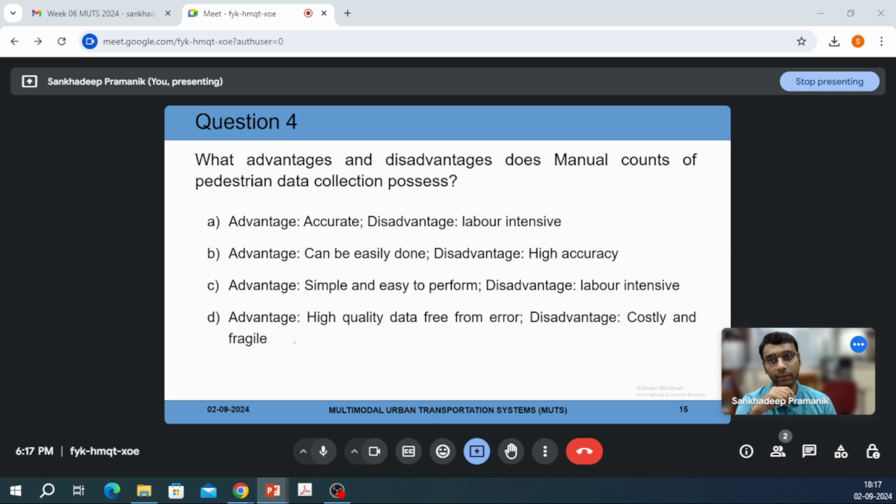Next, what advantages and disadvantages does manual counts of pedestrian data collection possess? Option A: advantage is accurate, disadvantage is labor intensive. Option B is advantages can be easily done, disadvantage high accuracy. Option C is advantage is simple and easy to perform, but disadvantage is labor intensive. And fourth one is high quality data free from error, and disadvantage is costly and fragile. So these are the four options.